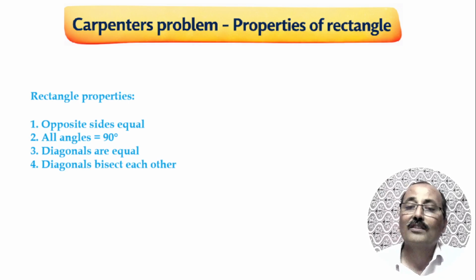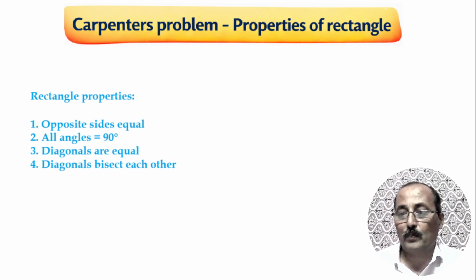One more thing also: diagonals bisect each other. Bisect each other means what? One diagonal divides the other one into two equal parts. The second diagonal divides the first one into two parts, and the first diagonal divides the second one into two parts. That means diagonals bisect each other. These are the four very important properties we learned in this carpenter's problem.